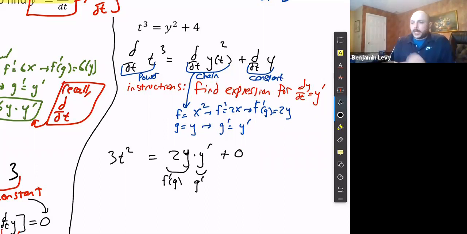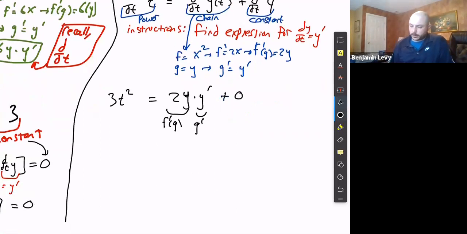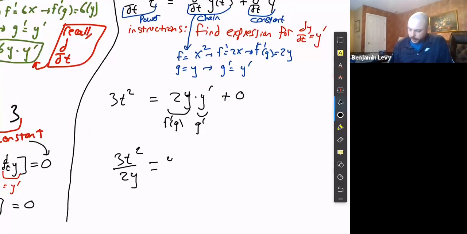And this one's not too bad. If we want to get y prime by itself, just divide the 2y over to the other side. And so 3t squared over 2y is y prime.